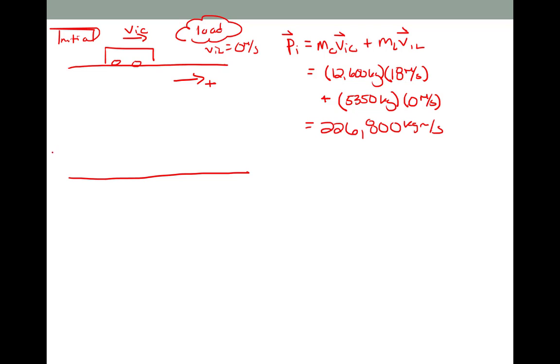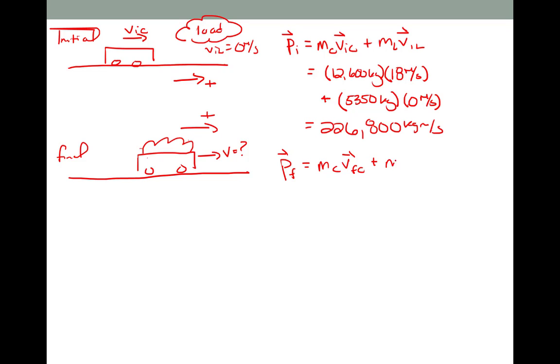And now we draw a second picture for what is happening after. For this, you want to keep your positive direction the same, so I'm going to stick with to the right. Here is my load sitting in the car, and it's got some velocity which we don't know. So our final velocity, there's two ways you could write this. I will show you both, if you will. So we have the mass of the car, the final velocity of the car, plus the mass of the load, final velocity of the load. But remember, the final velocities are the same because they move off together.